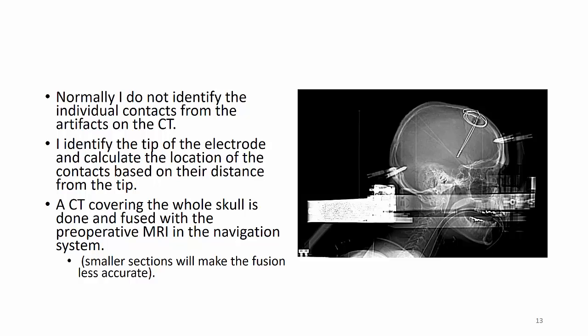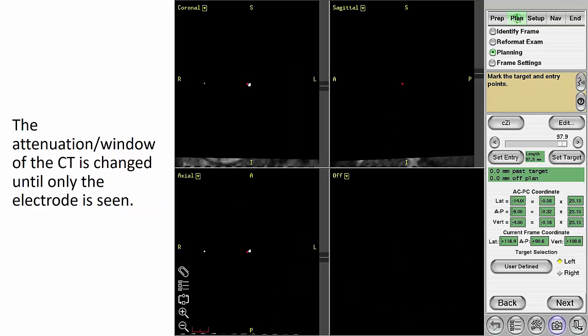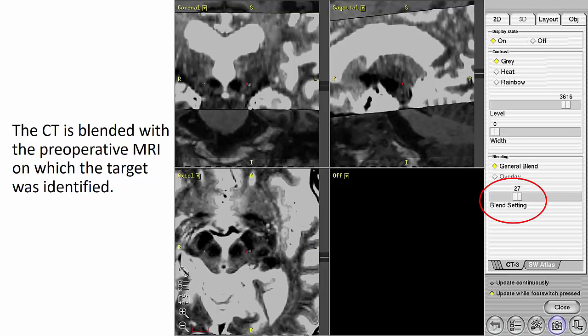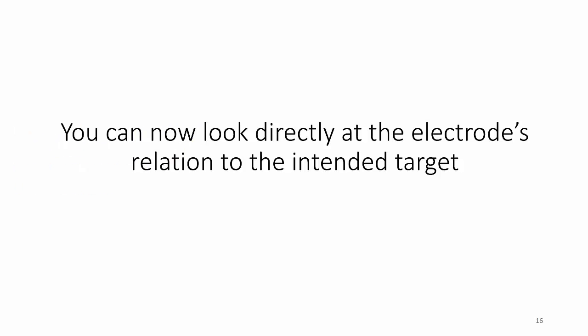Normally, I do not identify the individual contacts from the artifacts on the CT. I identify the tip of the electrode and calculate the location of the contacts based on their distance from the tip. A CT covering the whole skull is done and fused with the preoperative MRI in the navigation system. The window of the CT is then changed until only the electrode is seen. The CT is blended with the preoperative MRI on which the target was identified. You can now look directly at the electrode's relation to the intended target.